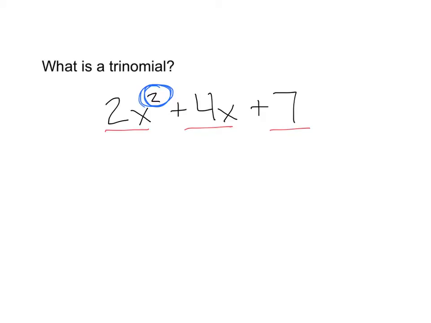So as we look at these trinomials with these powers of 2, the next thing to think about is what exactly they mean and what kind of shape they look like. And so let's talk about standard form. Standard form of a trinomial is simply this: ax squared plus bx plus c.